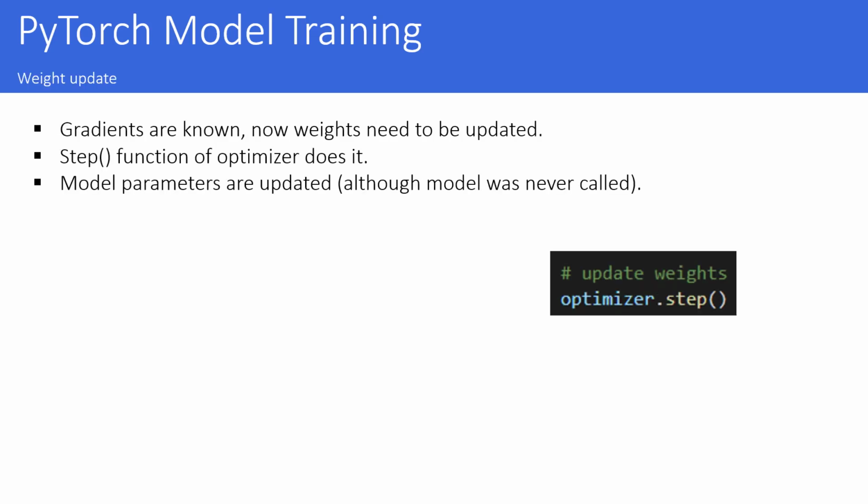Then we have the weight update. So at this point you can assume that the gradients are known. Now we have to update the weights. And for this you can use the step function of the optimizer. That is the purpose of this function. And in this step the model parameters are updated, although the model was never called in this step. So also here there is some in-place functionality and things are changed in the backend, which is not really clear how it's done.